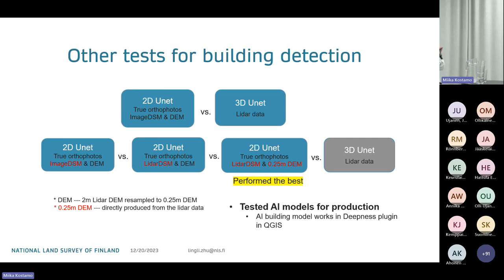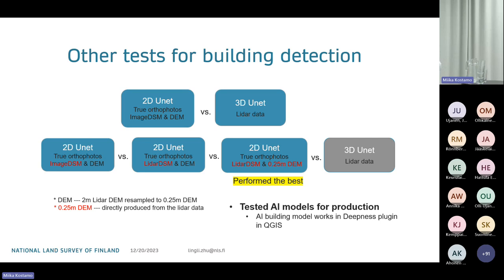So that was the differences between this normal black text DEM and also red text DEM. So we compared this 2D unit result and tested the different DSM, for example, tested the image-based DSM and compared with the LiDAR DSM. And also we tested with the LiDAR DSM plus 25 centimeters DEM to produce the result and compare with the 3D unit result as well.